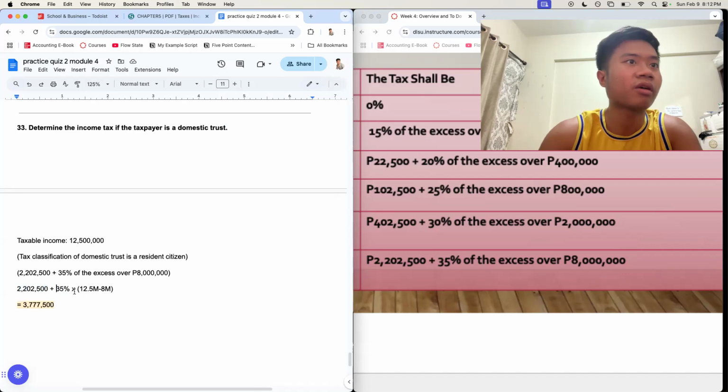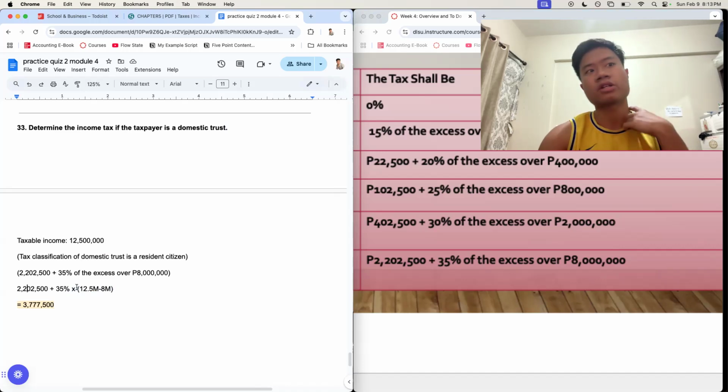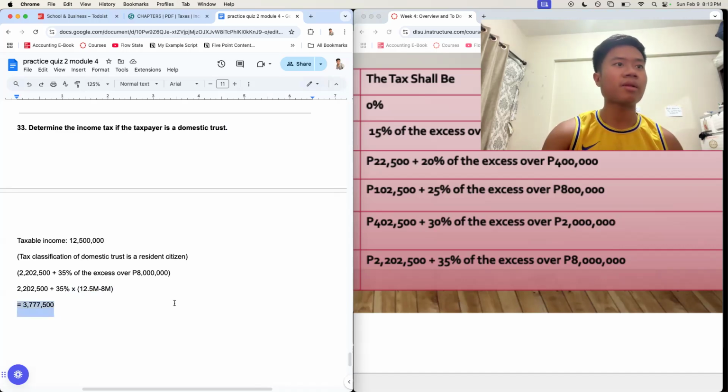2,202,500. And just a quick reminder to always do the brackets first. So get the deduction first, then you multiply next, then you add. You don't want to add this to 35%. You want to make sure you do it in the right order of operations, which will leave you with 3,707,500.